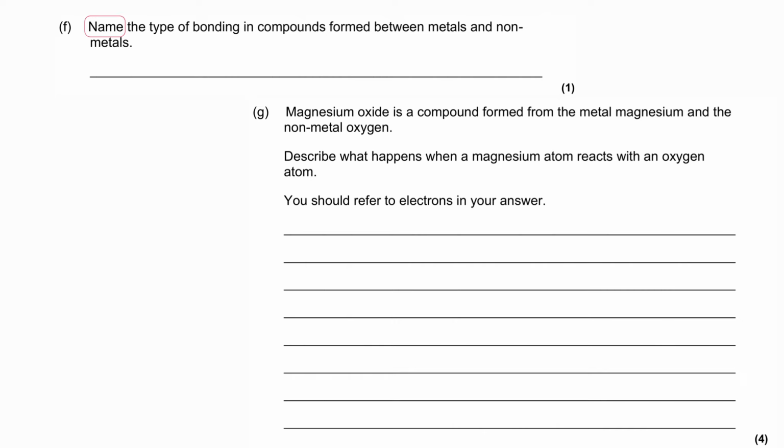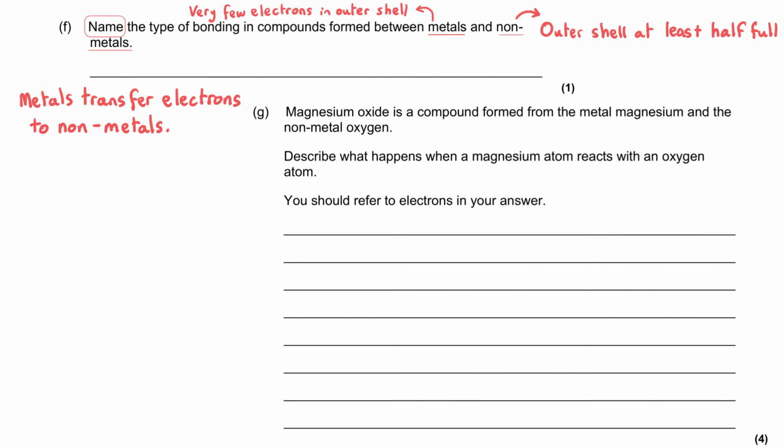Name the type of bonding in compounds formed between metals and non-metals. This is something that you could just simply remember, but you could also work it out. First of all, metals typically only have a few electrons in their outer shell, and non-metals generally have an almost complete outer shell. And so the way they bond together is they transfer electrons from the metal to the non-metal. And this forms ions, and so the type of bonding is ionic bonding.